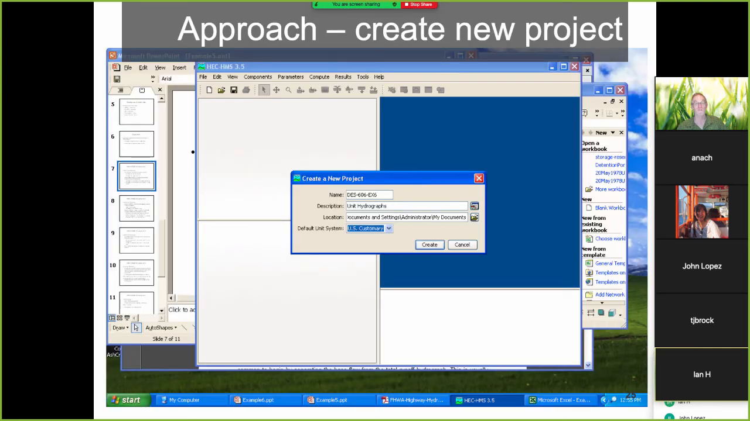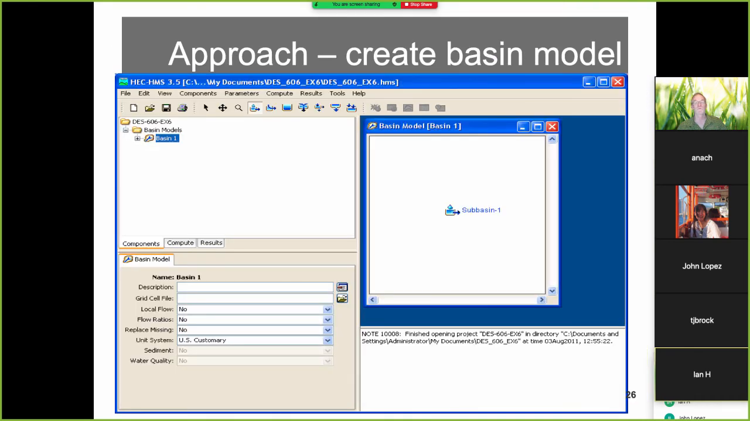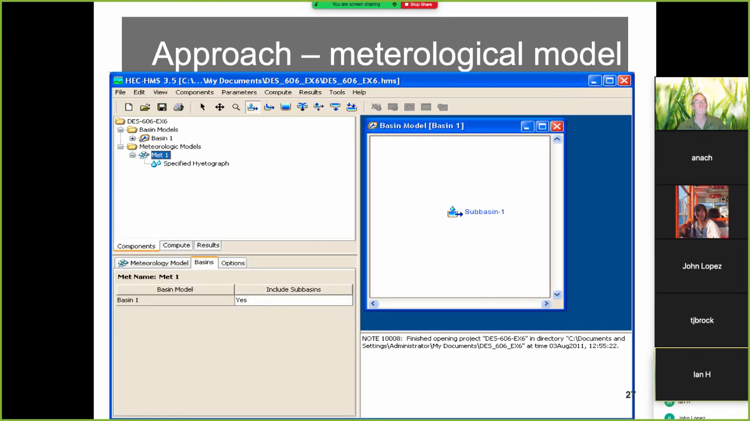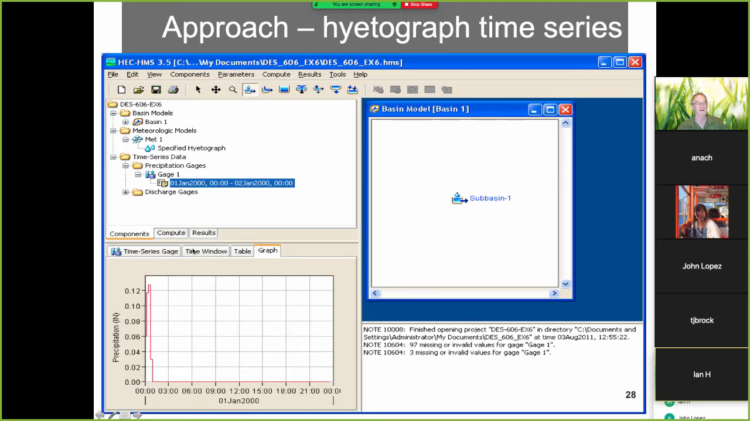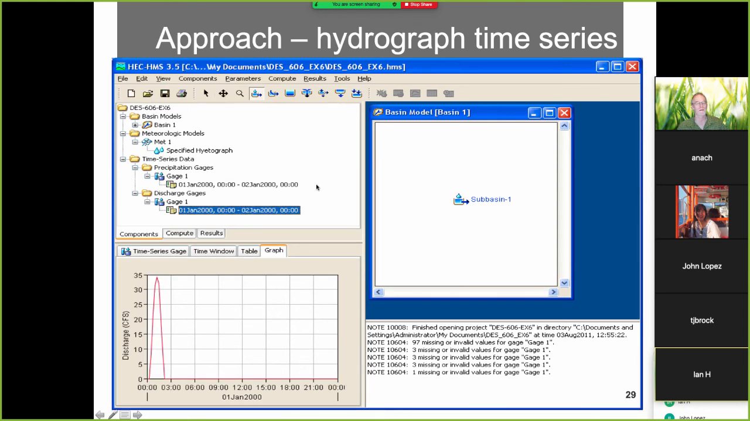So here we go from scratch. You can see that this is an older version of HEC-HMS, so when we do it tomorrow, things might be slightly different. We would create a new project, a basin model, and a meteorological model. Here be sure to include the subbasins. Here we supply the specified hydrograph, and here it's starting 1 January to 2 January. We would insert the discharge gauges so that we have a way to compare output.